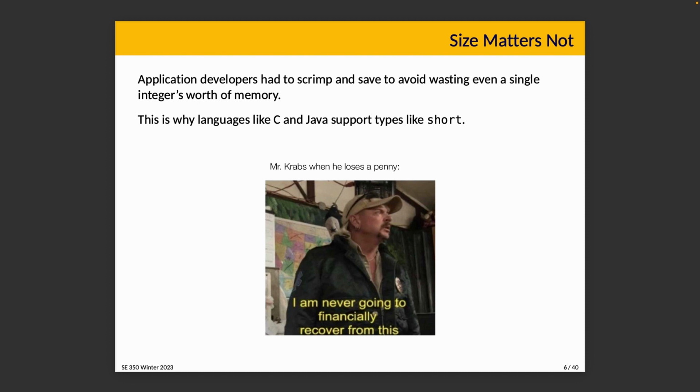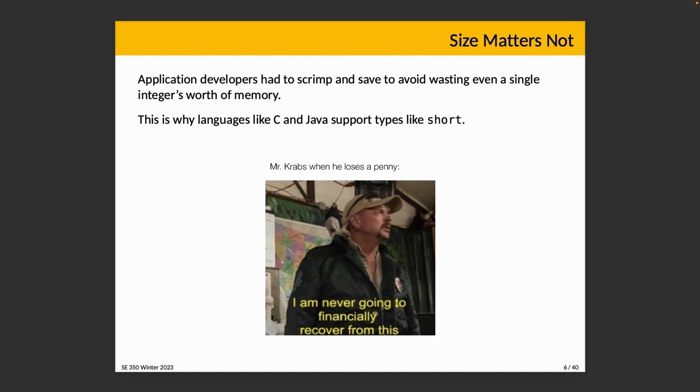It's partly why languages like C and Java support types like short, even though they don't necessarily seem interesting now. Why waste bytes on something that you're not going to use? You've probably never used them outside a programming exercise or an exam. There are a couple of system calls that take shorts for arguments or flags, but it's pretty unlikely. But those things do exist, and part of their heritage is based on the fact that we used to try to save every bit of memory that we could.